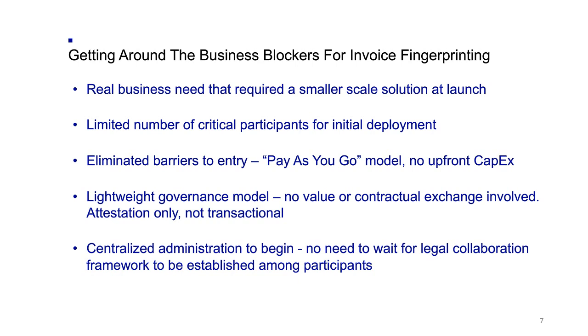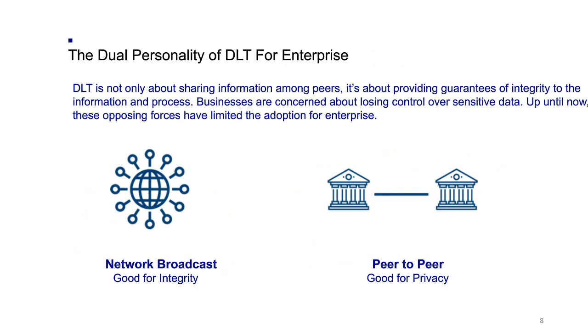So one of the larger, more fundamental issues of the technology for the enterprise space that I want to discuss quickly is around this kind of dual personality of DLT. There's been a whole bunch of different versions and platforms of blockchains and DLTs put out there. The enterprise-focused ones such as Hyperledger Fabric, R3's Corda and Quorum all have a slightly different focus on how they go about implementing this technology. But it's really not just about sharing information amongst the participants. It's about providing guarantees of integrity to the information and the processes that occur throughout the network.